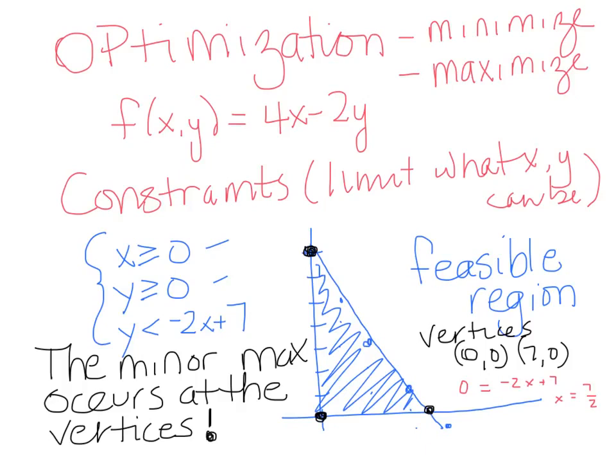Okay, so that last vertex is 7/2, 0. Alright, so there are my 3 vertices, and let me show you what I'm going to do with those on the next slide. Oops, I meant to say the vertex here was 0, 7. So that fixes that. Sorry about that. I owe somebody a Jolly Rancher.